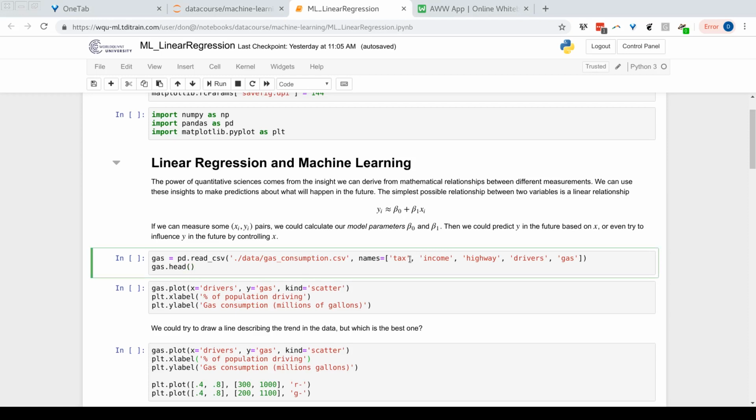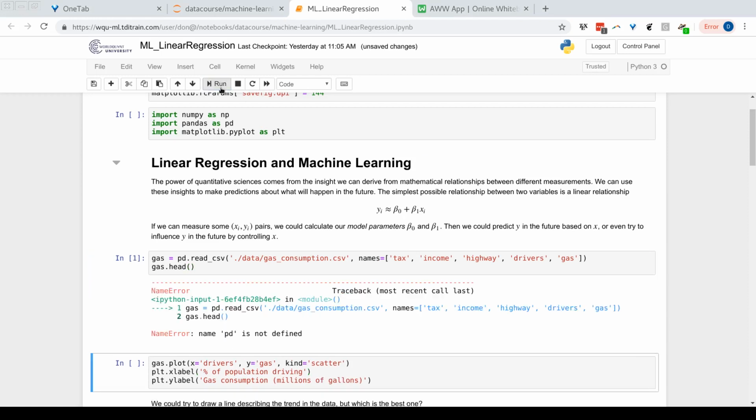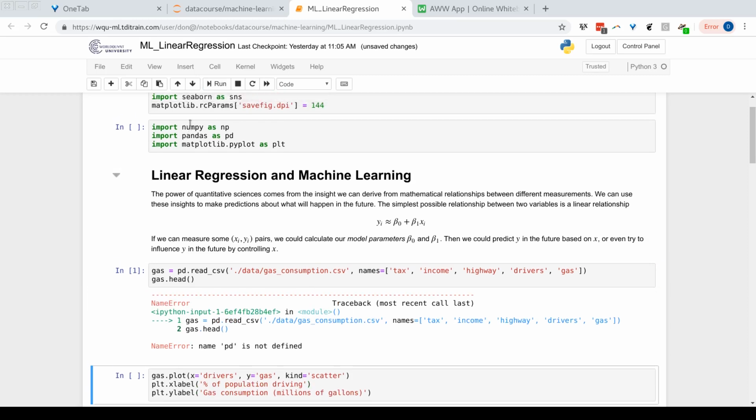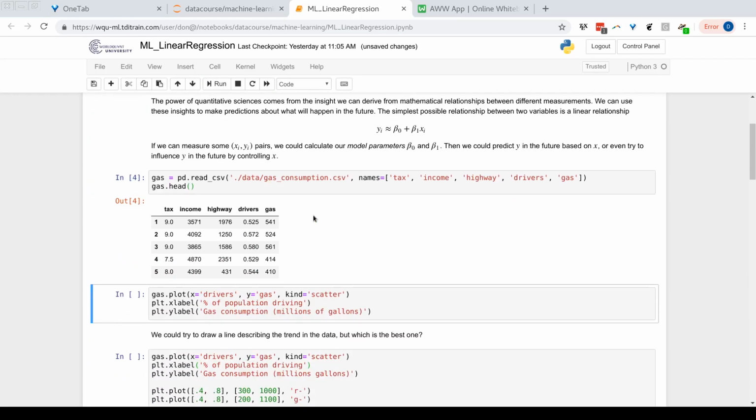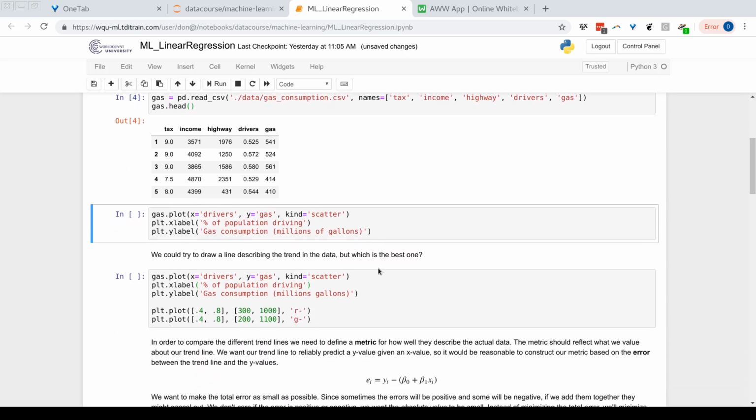For this notebook, we're going to look at gas consumption data. So let's go ahead and load the data set into pandas. Make sure I run these two blocks there. Okay, so there we have our data set. So we have gas consumption for different values of features like the tax, the income, some highway number, and drivers, which I believe is a percentage of the population.